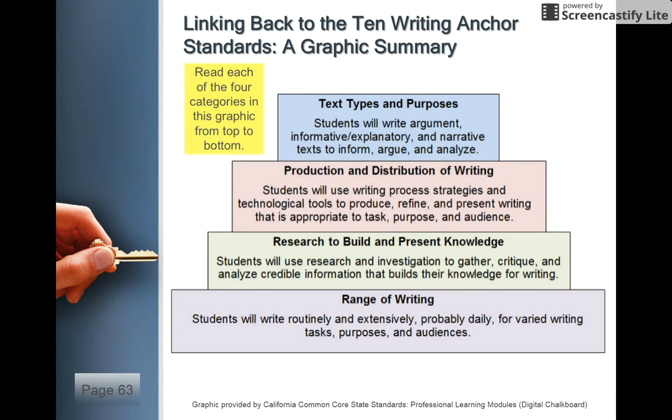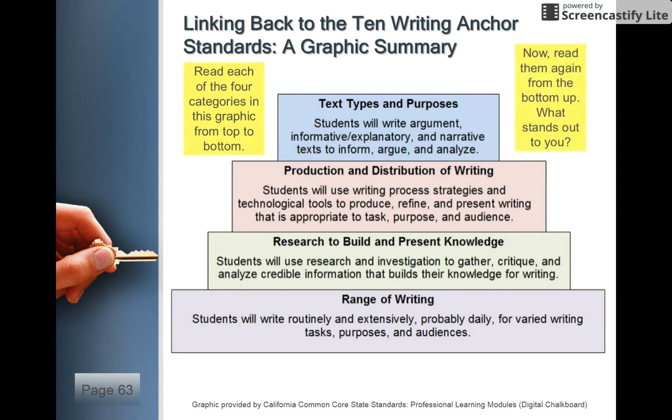Students will use research and investigation to gather, critique, and analyze credible information that builds their knowledge for writing. And range of writing. Students will write routinely and extensively, probably daily, for varied writing tasks, purposes, and audiences.